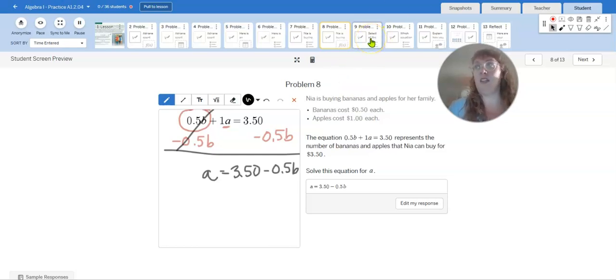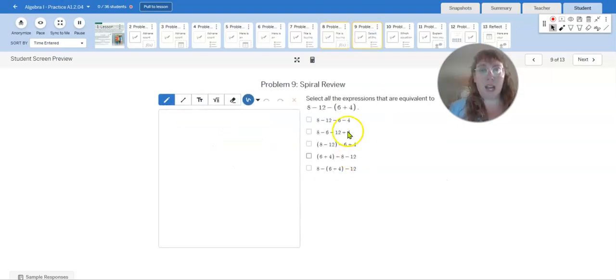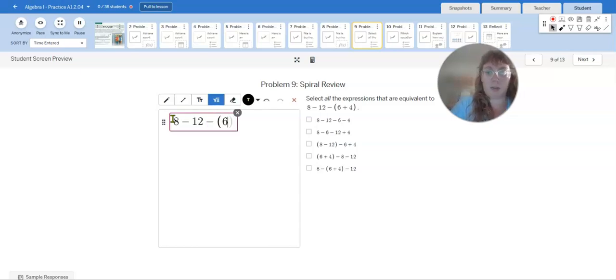Let's look at slide 9, which is a spiral review. So I'll do the first one with you. So we have 8 minus 12 minus, 6 plus 4 in parentheses. When you're doing the order of operations, you always want to do your parentheses first. So 8 minus 12 stays, minus, 6 plus 4 in parentheses is 10.